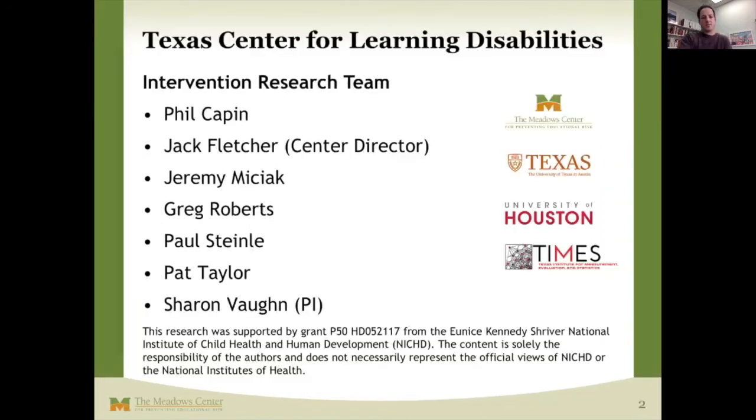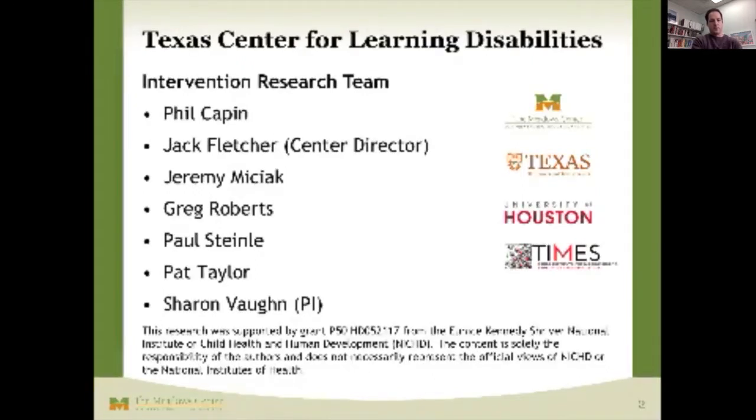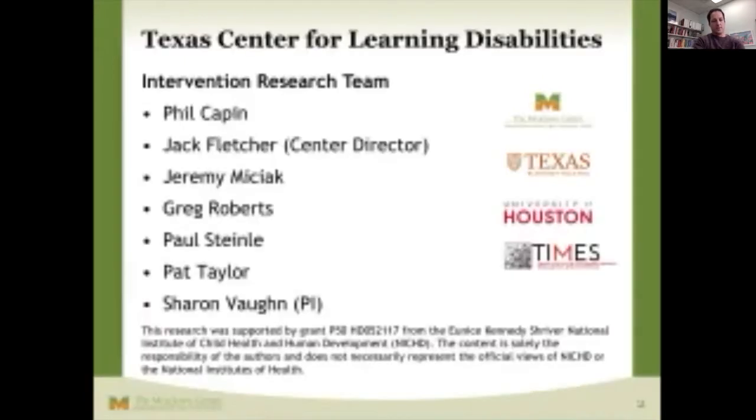So this study was conducted with funding from the National Institutes of Health as part of the Texas Center for Learning Disabilities. The Texas Center for Learning Disabilities is led by Dr. Jack Fletcher from the University of Houston. The last presenter, Sharon Vaughn, is the principal investigator for the intervention research team as part of the Texas Center for Learning Disabilities. Included on that team is Jeremy Mishiak and Paul Steinley, who played a big role in the intervention development and testing, as well as Pat Taylor and Greg Roberts, who play a key role in the analyses.